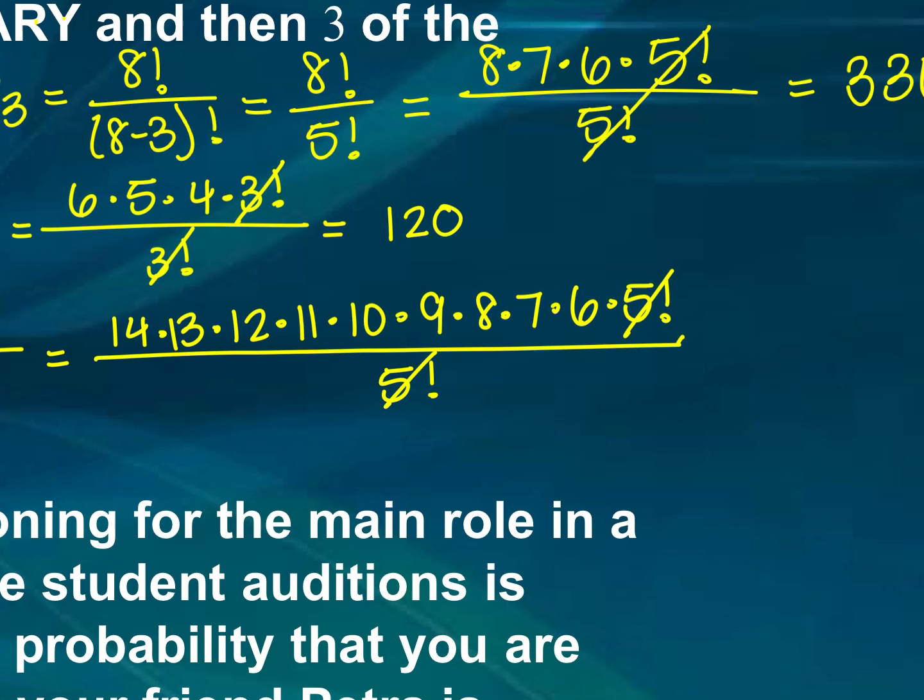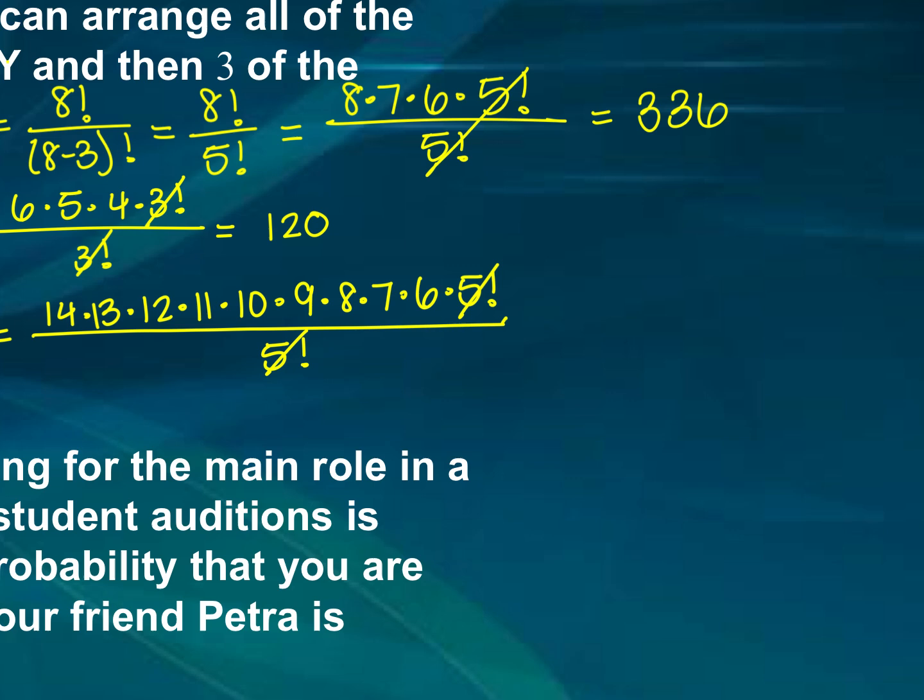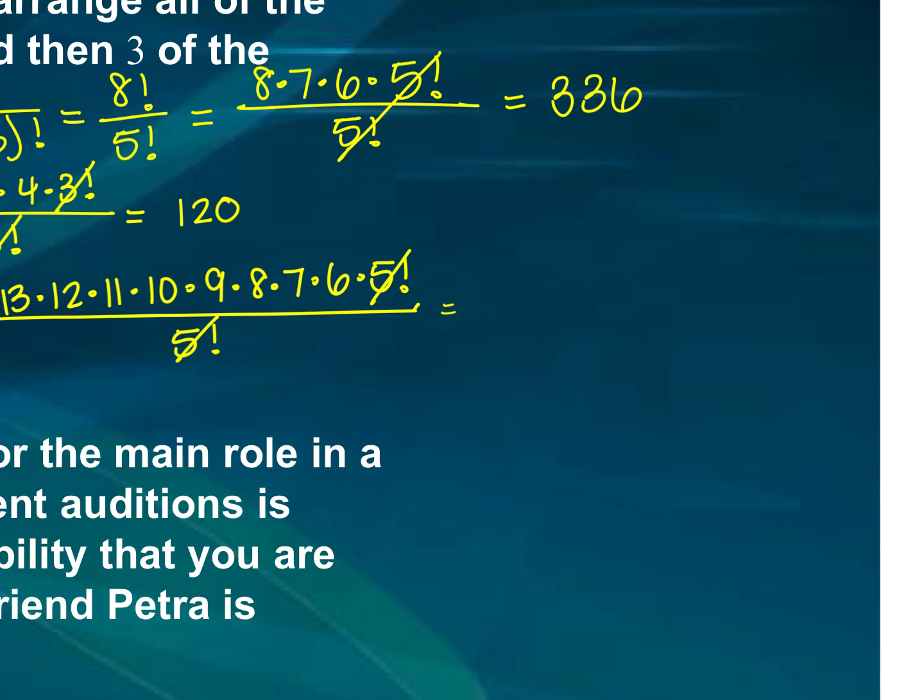This is going to give you a large number. If you're multiplying everything together, it's going to give you a large number. My large number is 726,485,760. That's what you should have had for this one.